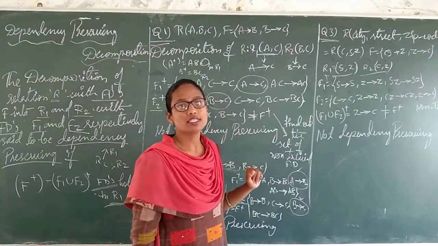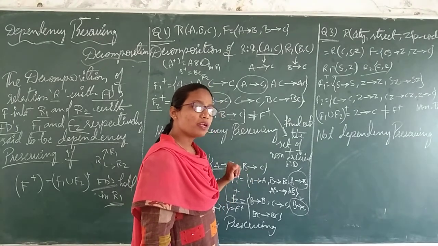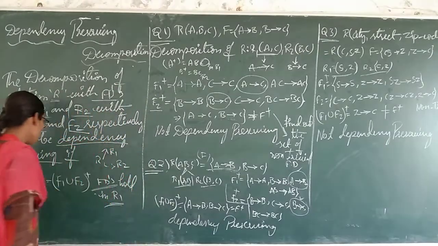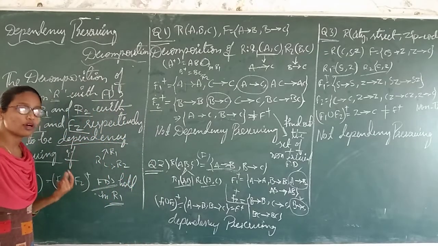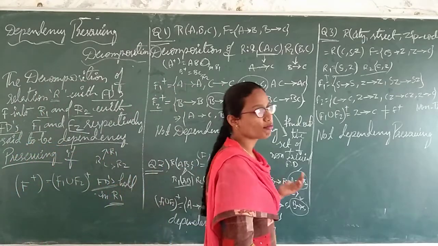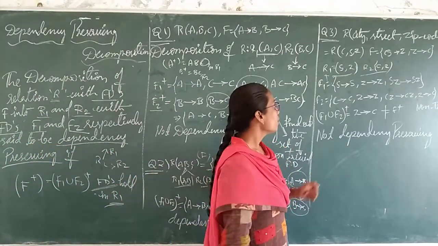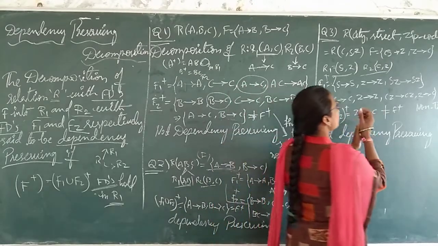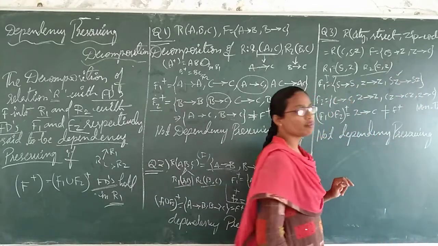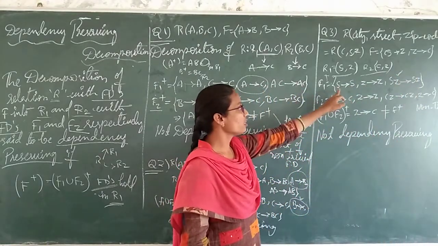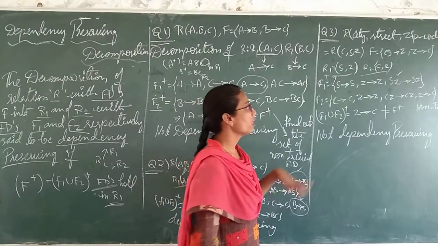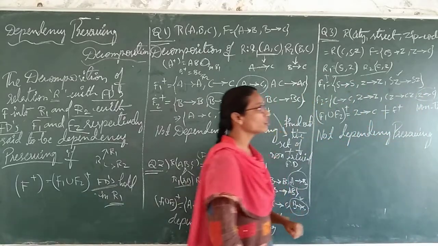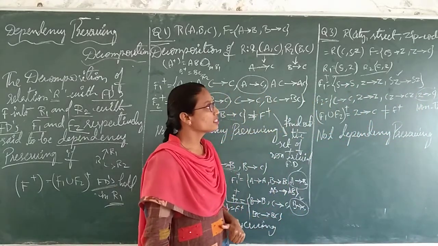Then we apply the formula of dependency preserving decomposition: F closure is equal to F1 union F2 closure. Means F1 union F2 closure. In F1 we check the non-trivial functional dependencies, and there are none. In F2 the only non-trivial functional dependency is Z determines C.